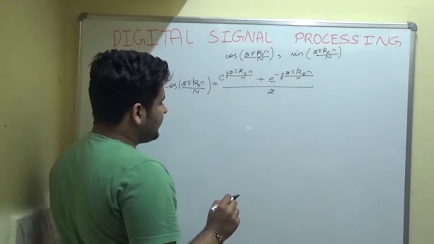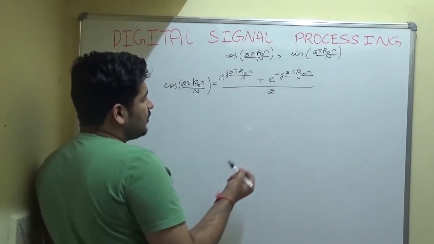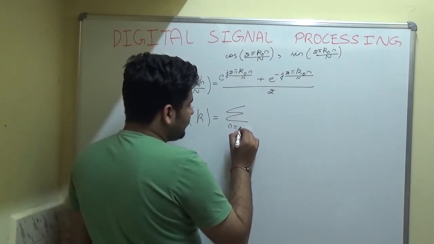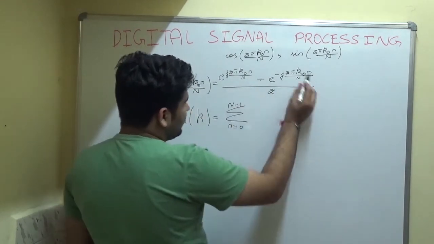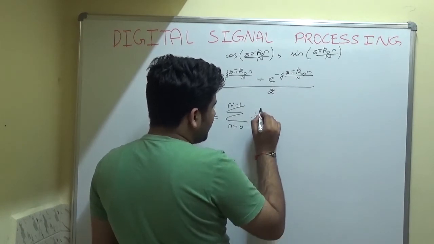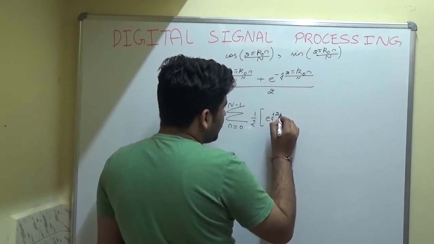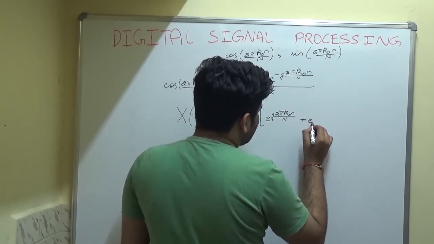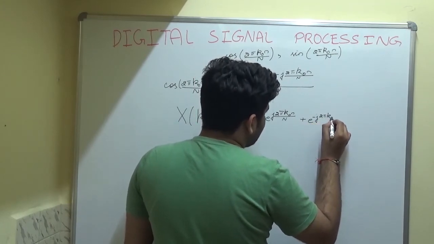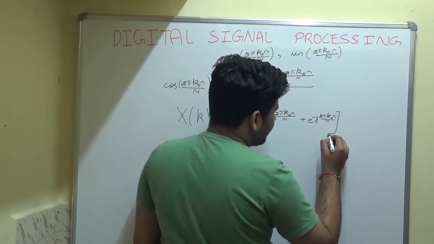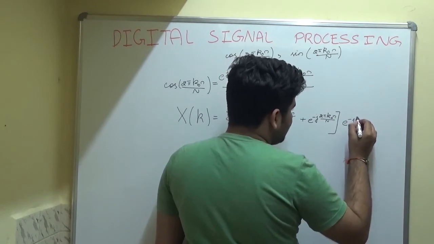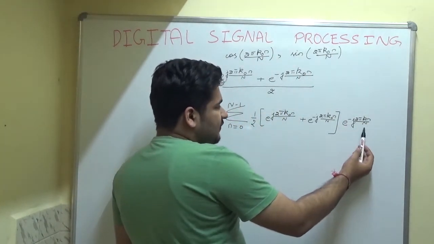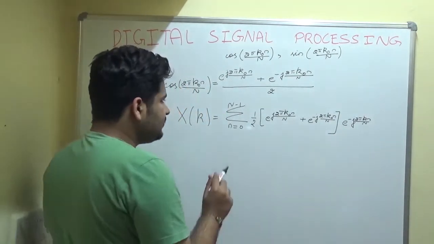Now, if I find the DFT of this, I use this in my normal formula of DFT, that is X of k is equal to summation n varied from 0 to capital N minus 1 of x of n, so I just substitute it as it is: half into e raised to the power j 2 pi k naught n divided by capital N plus e raised to the power minus j 2 pi k naught n divided by capital N, into e raised to the power minus j 2 pi k small n divided by capital N. This part is in the DFT formula, whereas this entire part will be x of n. Now, how do I solve this?